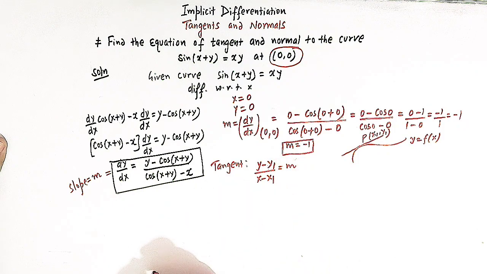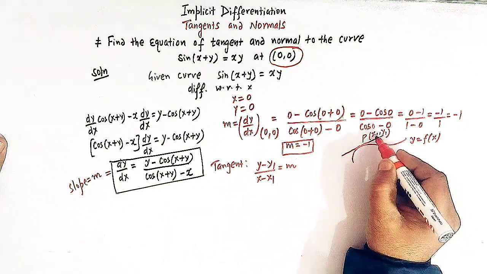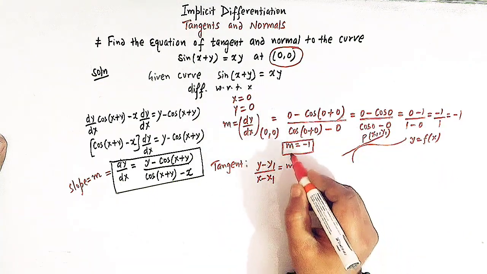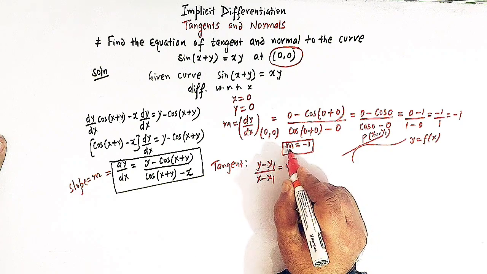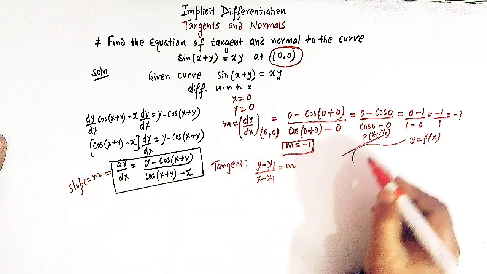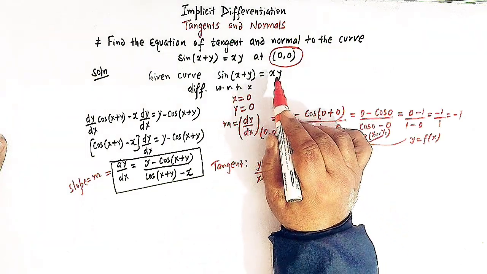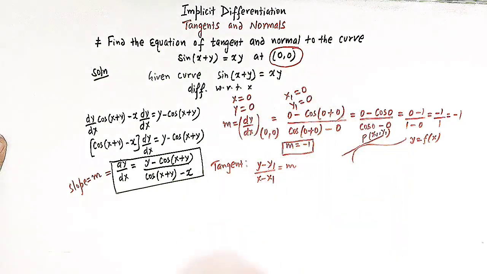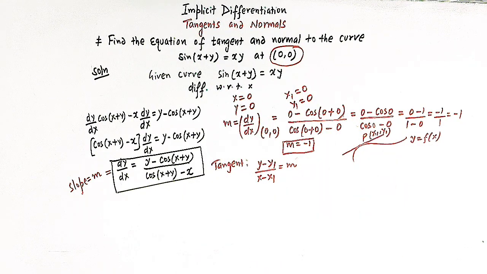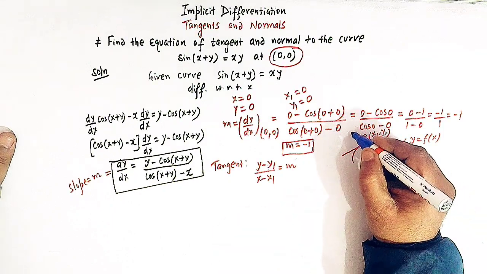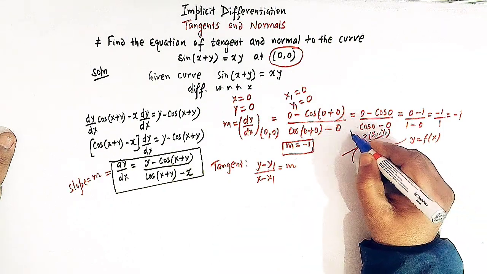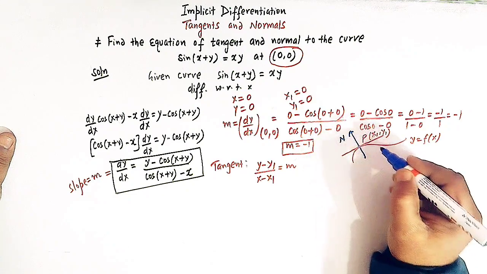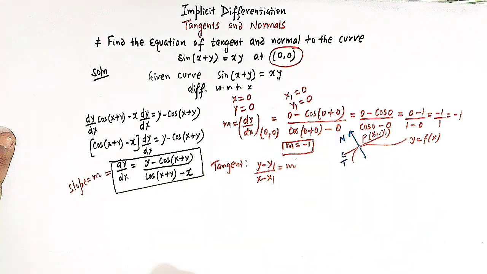equal to m, right? Where x1, y1 is the point or the coordinates of the point where the equation of tangent is required, and the value of m is given by the slope of the tangent at that point, right? So in our case x1 is 0 and y1 is equal to 0, and the equation of the normal is given by this line, that is say this is the normal N and this is the tangent T, right?